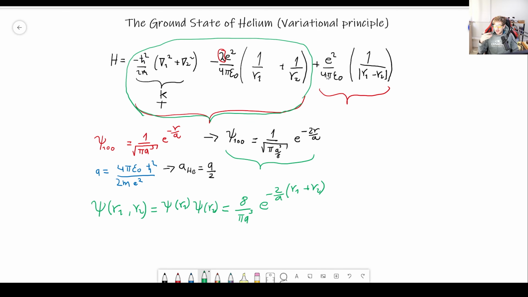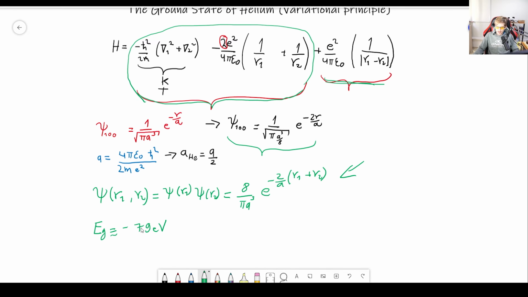But we're going to say, okay, having to solve with the Schrödinger equation with this would be super hard. So let's just ignore it and use a variational principle with this trial function and see how close we get to the actual experimental value, which is about minus 79 electron volts. So the ground state of helium, at least experimentally determined, is about minus 79 electron volts, give or take. So we would like to get, hopefully, relatively close to that.